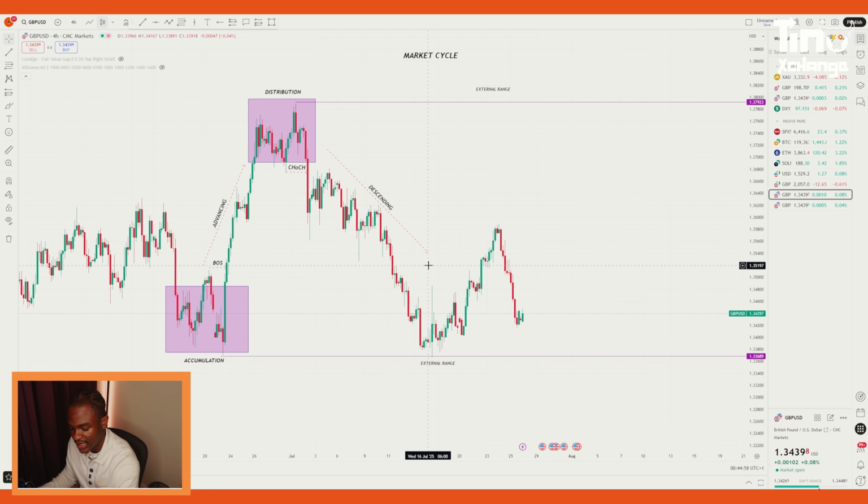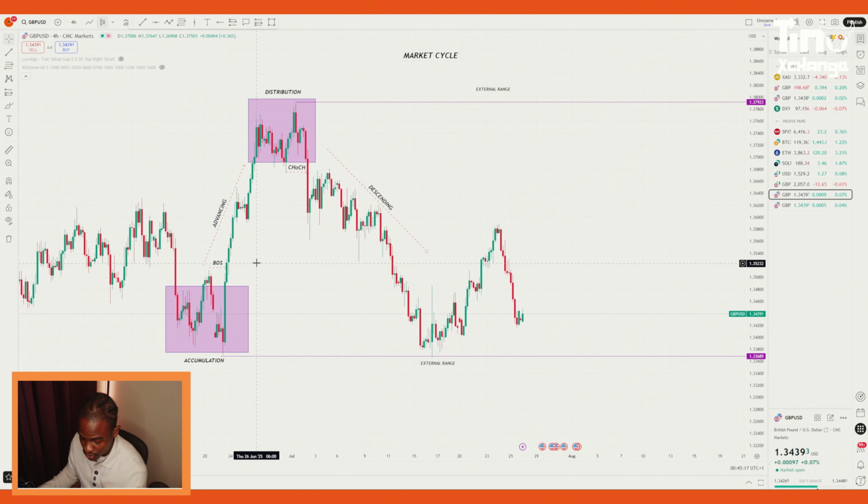So this is basically how the market moves. This is basically the market cycle: accumulation, ascending, break of structure to the upside, distribution, and come back, and it does it over and over again, right? So that is basically the market cycle.